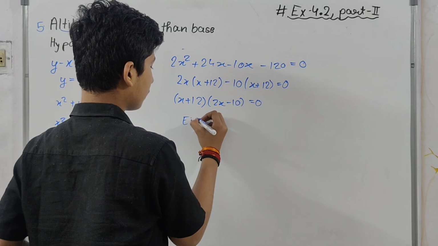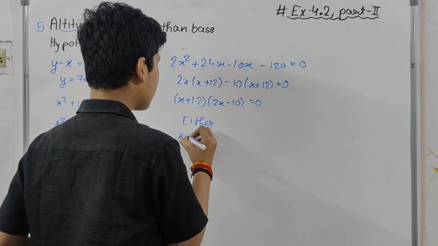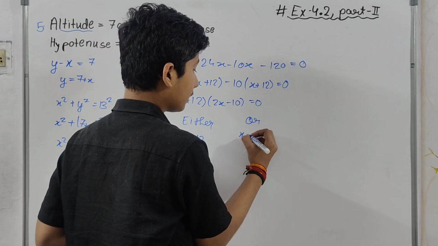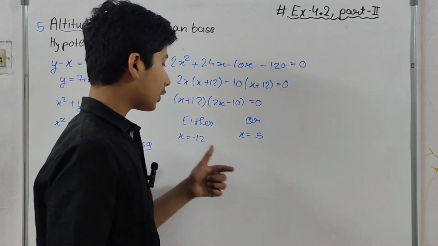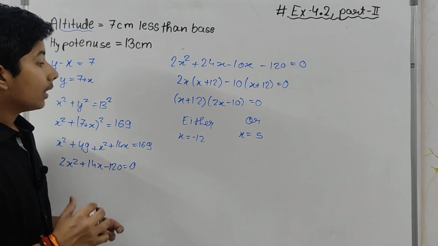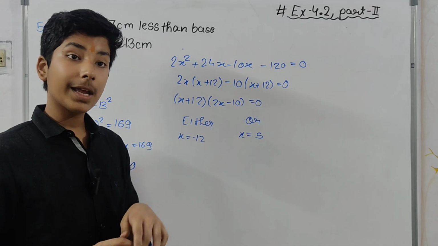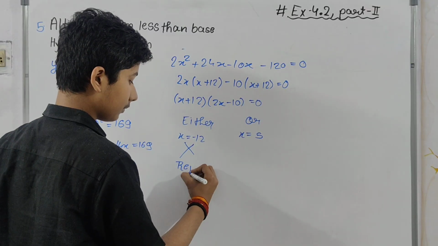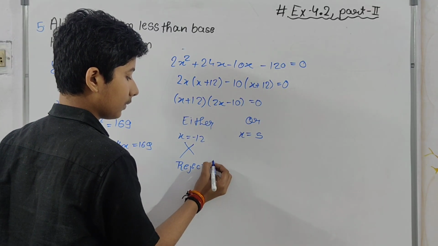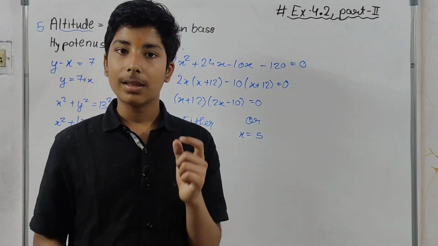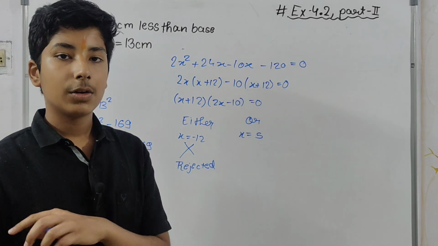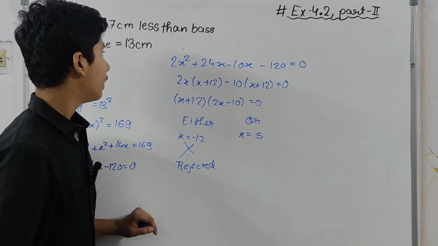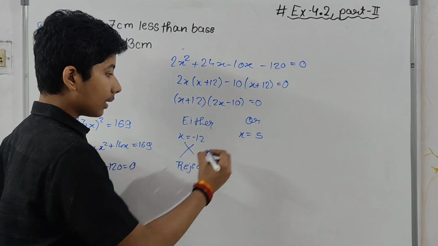So either x = -12 or x = 5. Now see, the length in centimeter cannot be negative, so this is rejected, because length or you can say distance is always positive, not negative. So x = 5 is our answer.